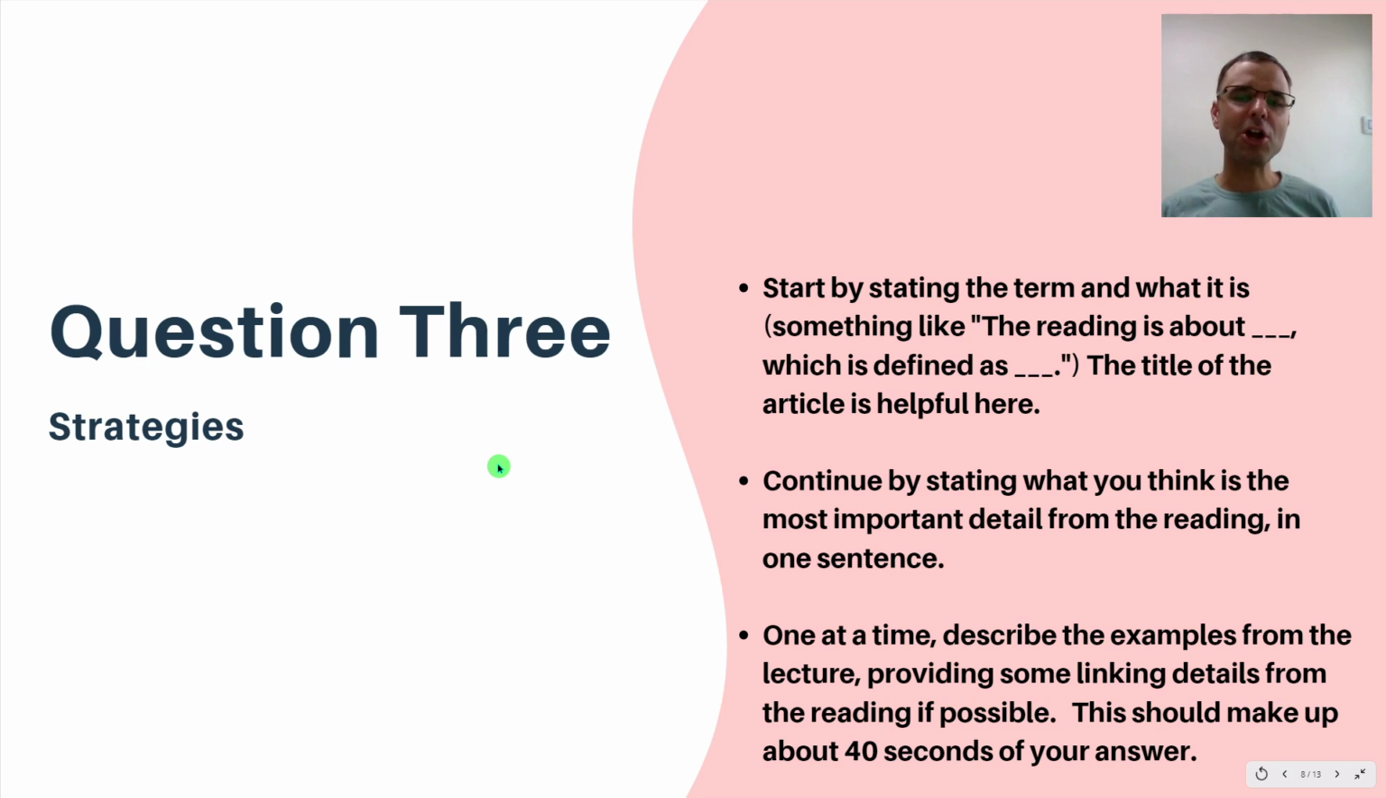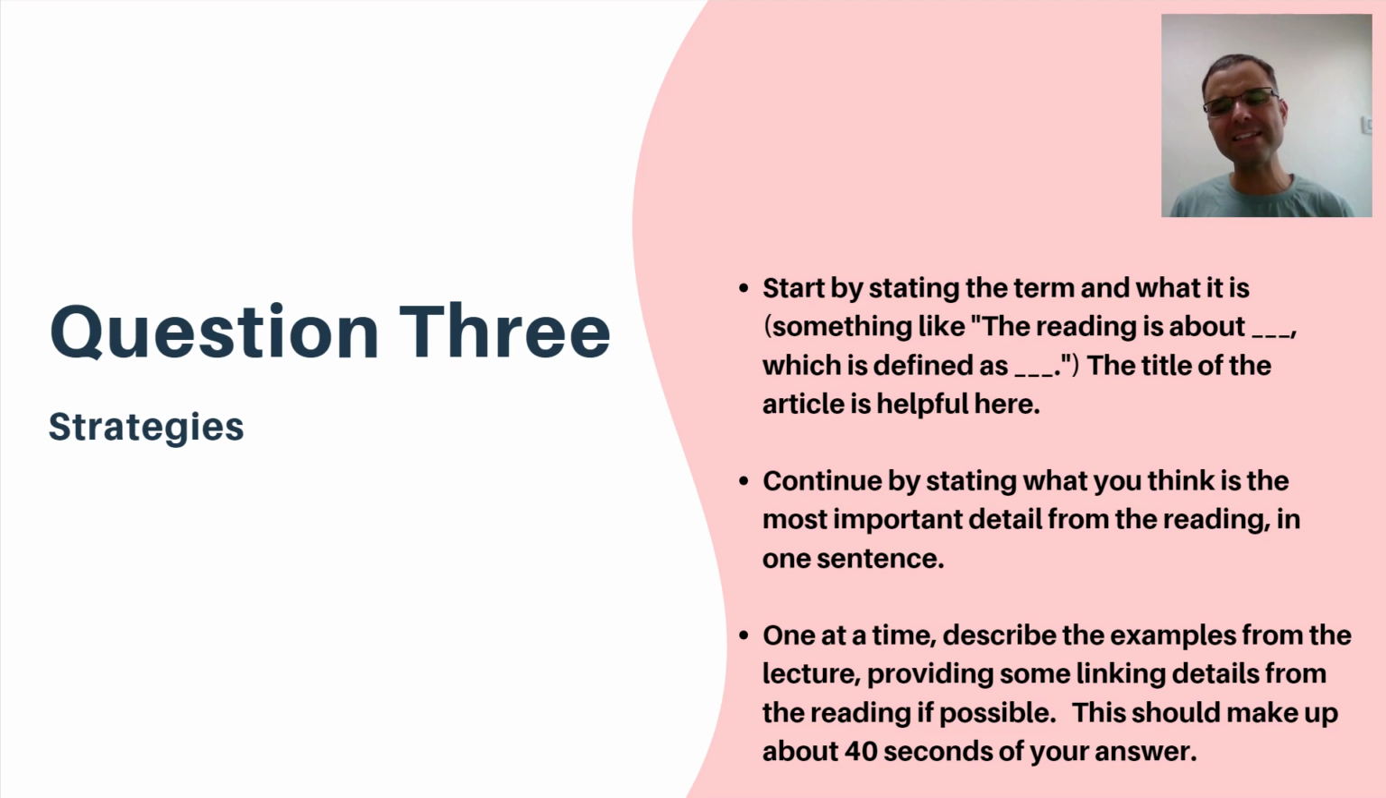First up, start by stating what the term is and say something like the reading is about such and such, which is defined as such and such. To get this line in, the title of the article is very helpful. Next, continue by stating what you think is the most important detail from the reading in one sentence. So, one of the challenges students have is that they don't have a lot of time to summarize the reading.